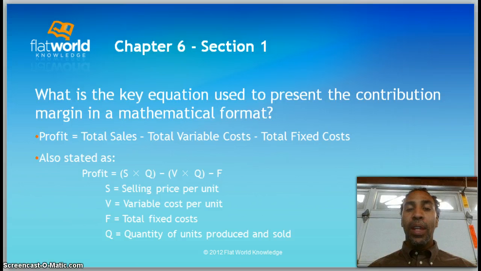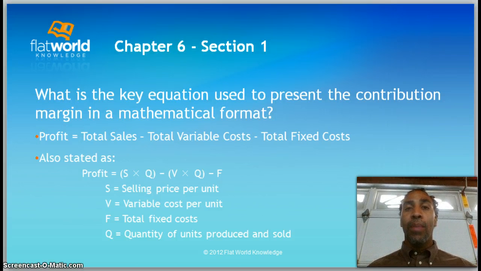So then you have profit equals S times Q, and S is what the selling price is per unit, and Q is going to be the quantity sold. And then you have minus V times Q. V is the variable cost per unit times the quantity sold. What's the constant? Q, which is the quantity sold.